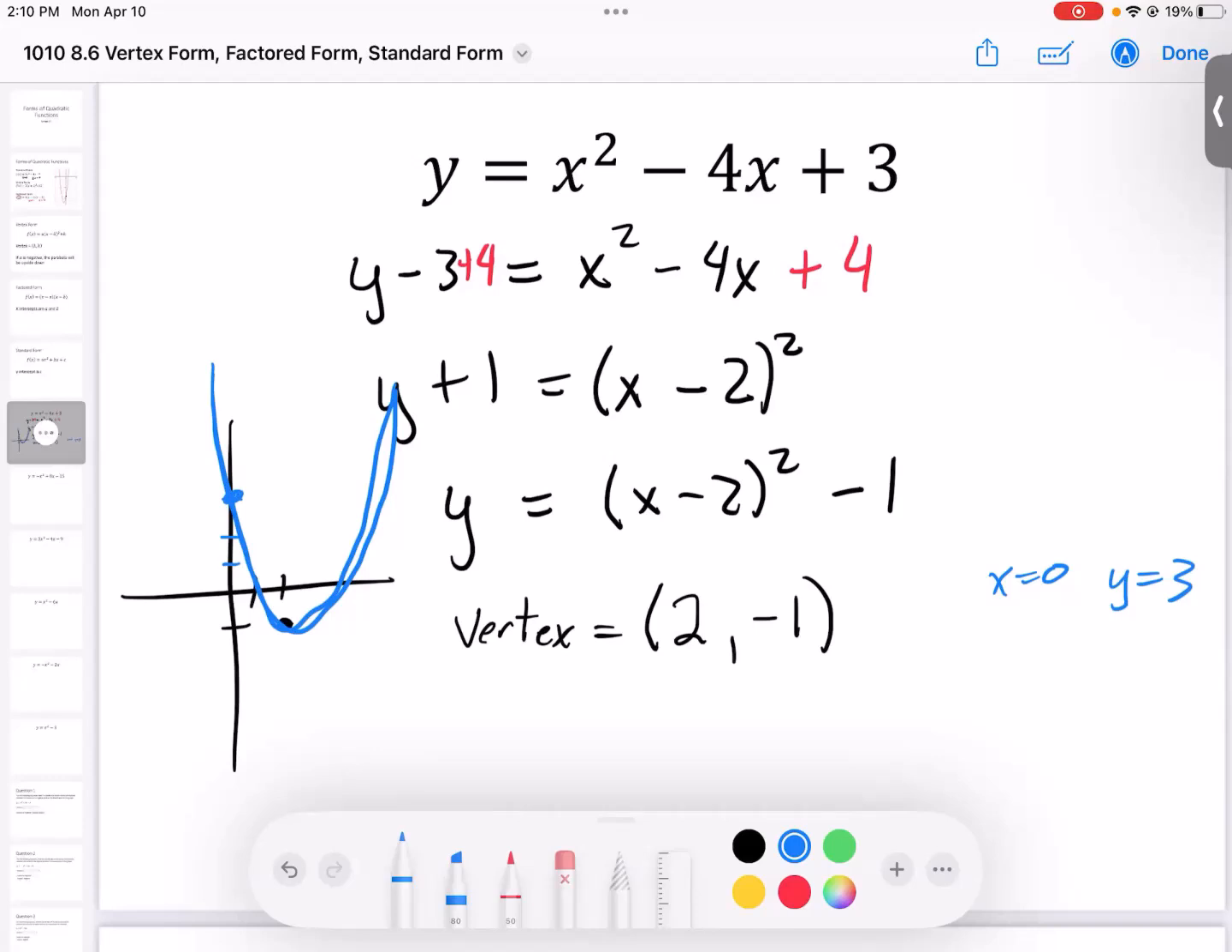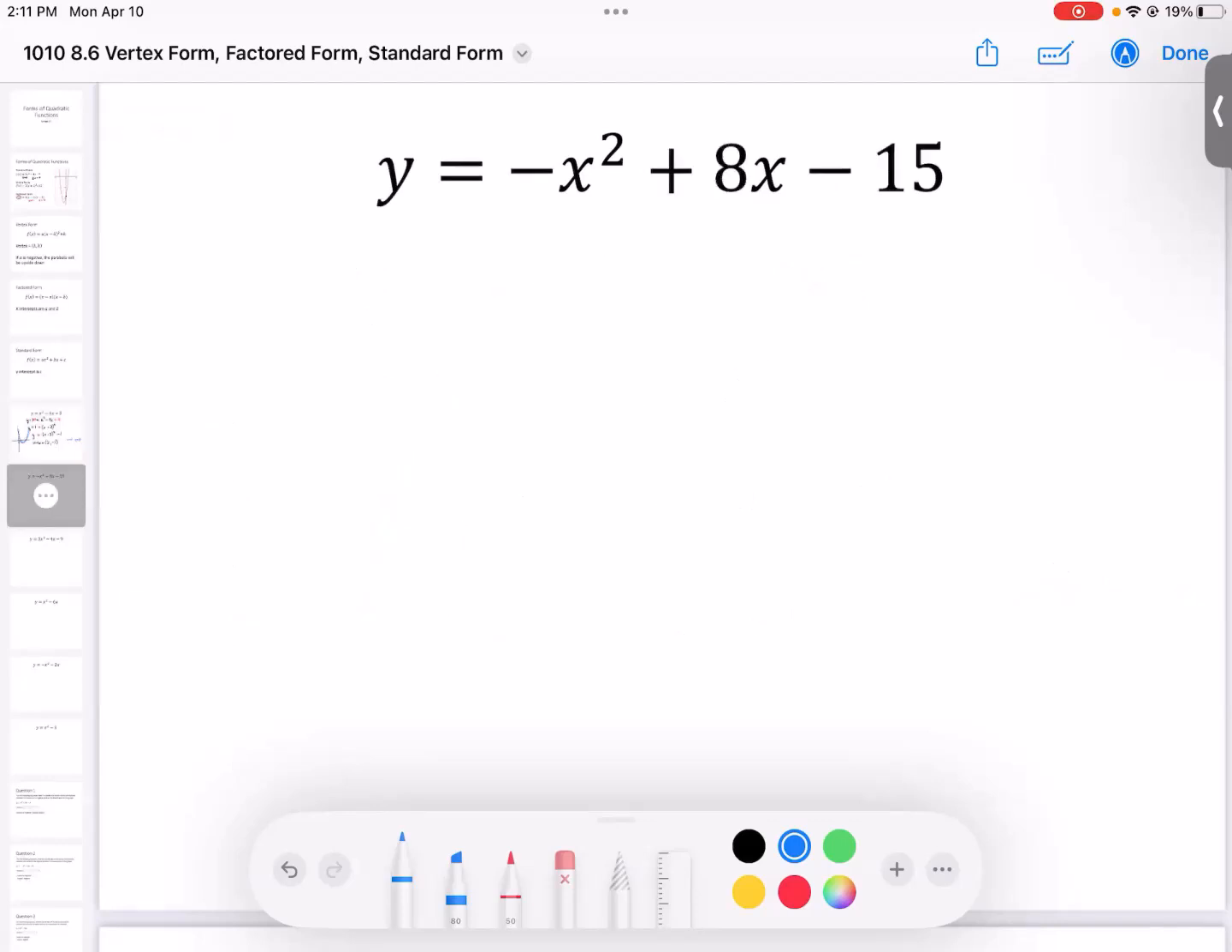Okay. So basically the process is just like completing the square. The only difference is when we completed the square before, instead of having a y, we had a 0. But the process is still the same. We're getting it into vertex form. So let's do another example. Let's do this one.